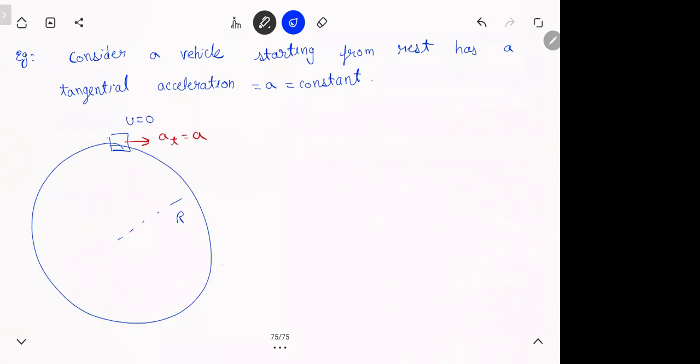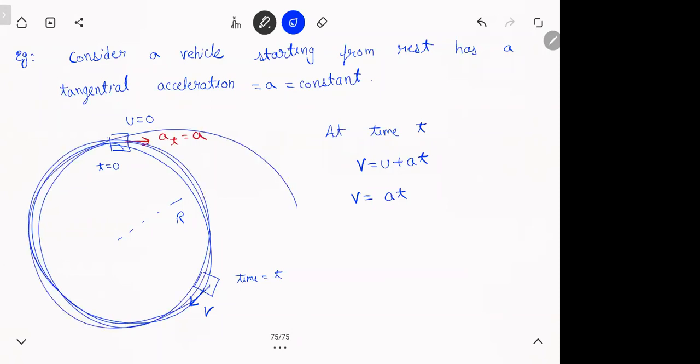Here, if you just observe at any time t, the speed will be like this. We can use the formula v is equal to u plus at. u is 0, so we get a into t. This is your tangential speed basically, the physical speed of the particle at any time t. Means if the particle has reached here, it will have a speed v. This is t0. Just basic kinematics, we use u plus at. So the particle speed is increasing, it is going faster and faster and faster.